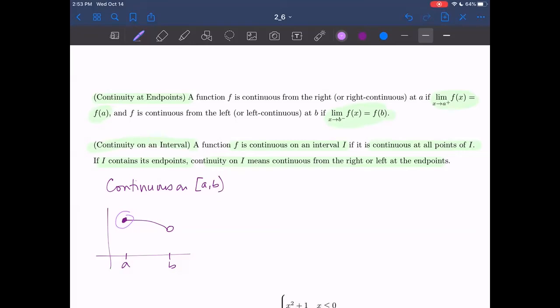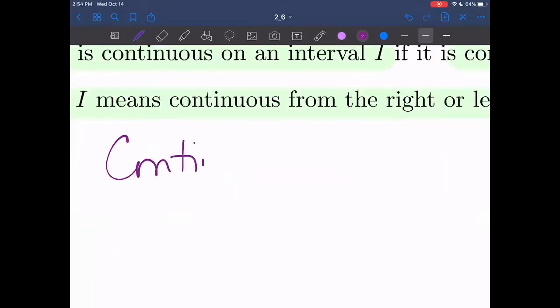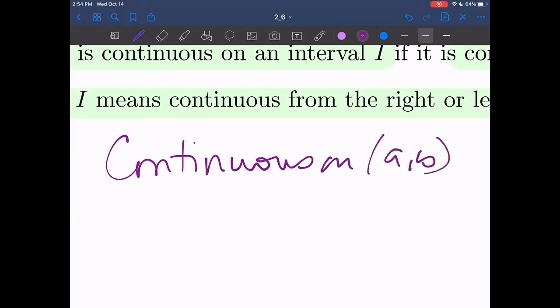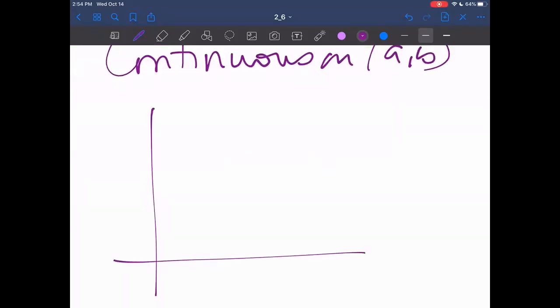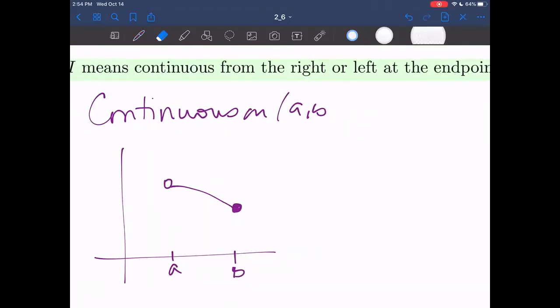Okay. And then we could have the other way. So we could have continuous on a to b. Same thing, an open circle inside of A, closed circle inside of B, and we can have continuous, oh, wait. Okay, that should be a closed bracket because we're including B.